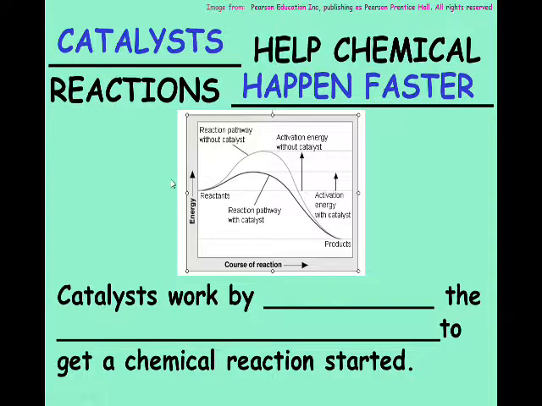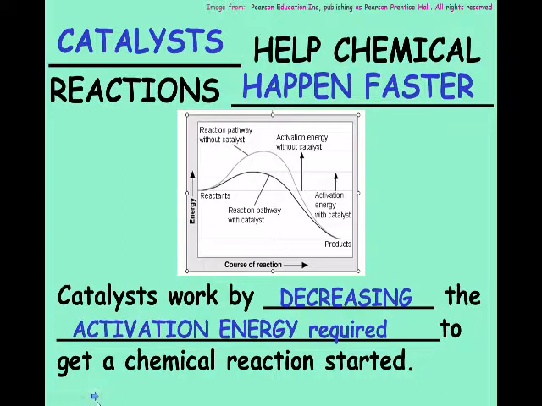If I run the reaction again with an enzyme, a catalyst, present, what it does is require less energy to get it jump-started. It lowers the activation energy. It lowers the hill of energy that we need to make this reaction go. So catalysts work by decreasing the activation energy that we need to get a chemical reaction started. They make reactions happen faster by lowering that activation energy.